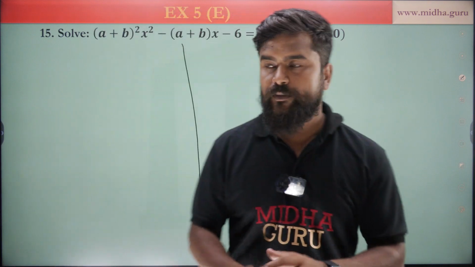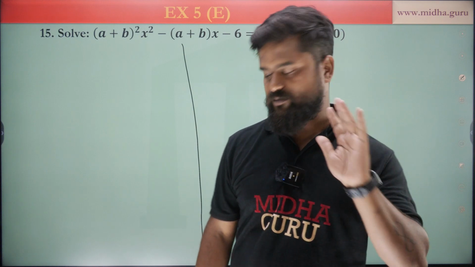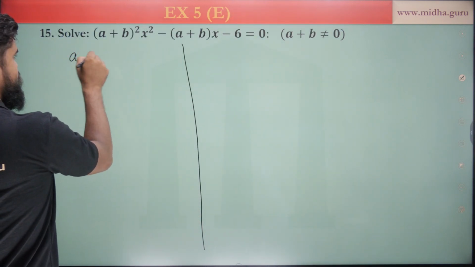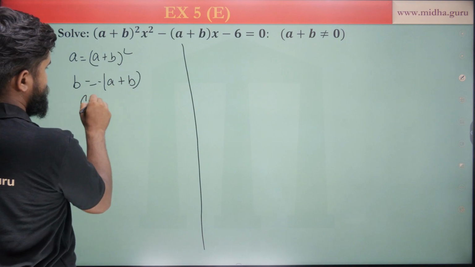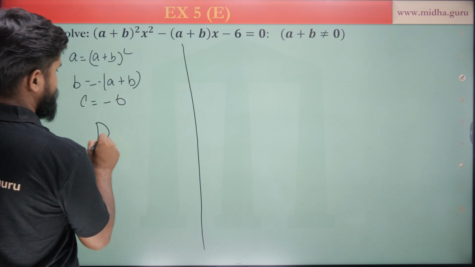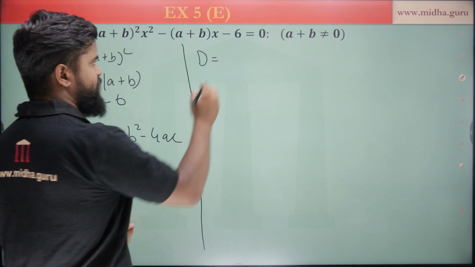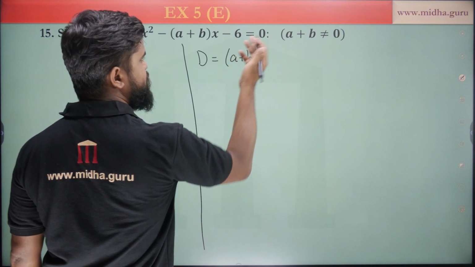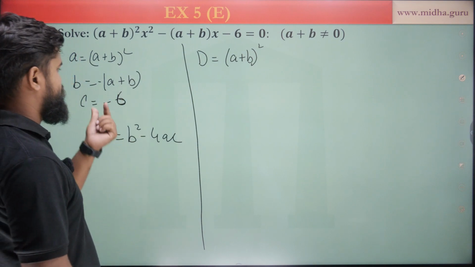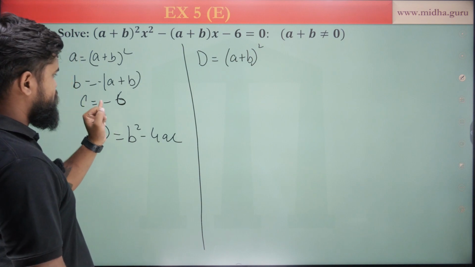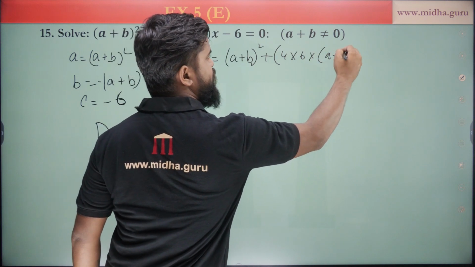So what we will do is we will solve this by the quadratic formula. You may think it's going to be very complex, but bear with me. So we have a as (a plus b) whole squared, b which is minus of (a plus b), and c which is minus 6. The discriminant is b square minus 4ac. So we'll write the discriminant as b squared. Since minus (a plus b) and (a plus b) will have the same square, we'll just say (a plus b) squared. Now minus 4 into a into c, minus 4 into minus 6 into (a plus b) whole square. Since the minus will become plus, we can say 4 into 6 into (a plus b) whole square.